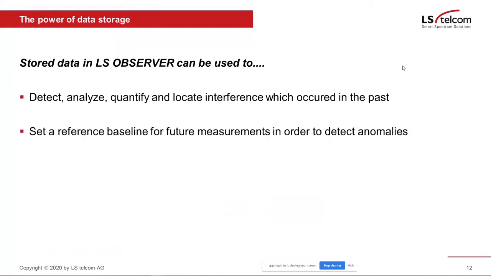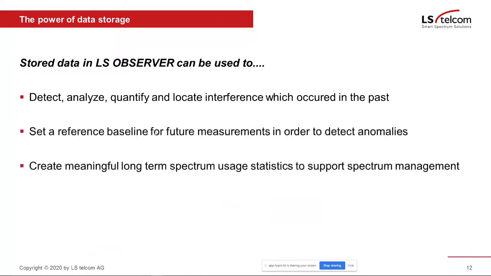You can set a reference baseline for future measurements in order to detect anomalies like interference, for example. And that means you have this automatic violation detection. You come to one site, measure for 1 week, set this baseline, say, okay, this is my normal spectrum situation. And then when you come the next month, for example, and measure again, every anomaly from this reference situation will trigger an alarm in the system.